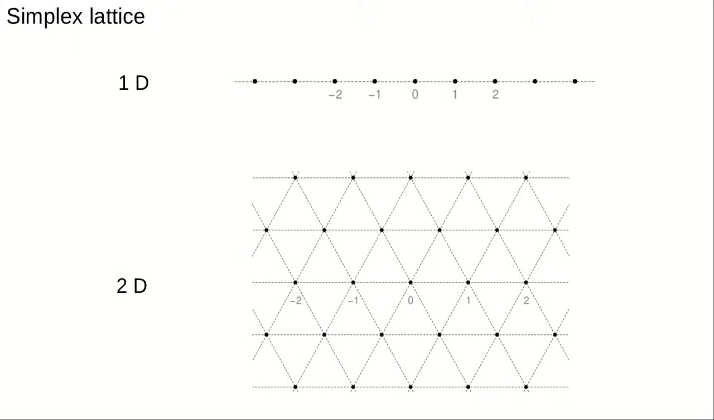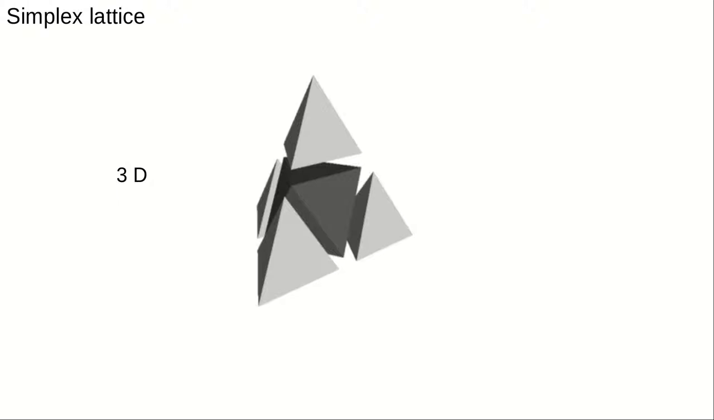In 1D, the simplex lattice is the integer grid. In 2D, the points form equilateral triangles. In 3D, the space is tessellated with tetrahedra and octahedra. For each octahedron, there are two corresponding tetrahedra that together form a sheared cube.